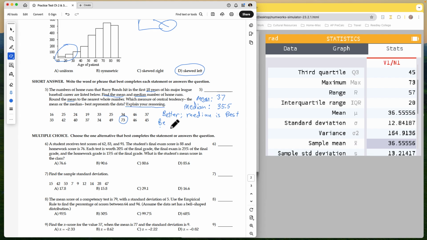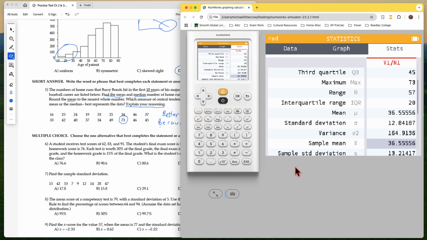Because of the outlier, 73, and identify that, something like that. Now, remember, we can analyze that with this calculator to see if there's really an outlier. Some of you may have said, okay, let's see if this is really an outlier.